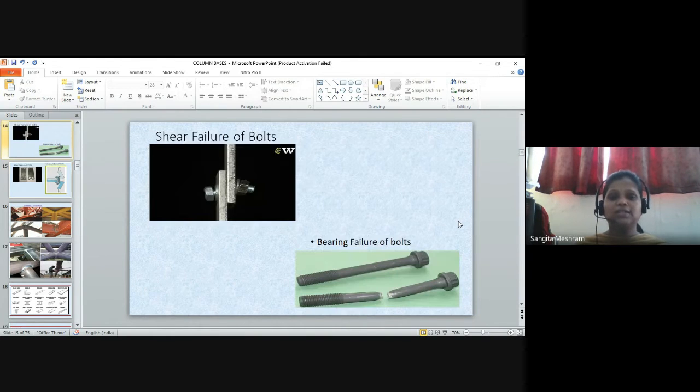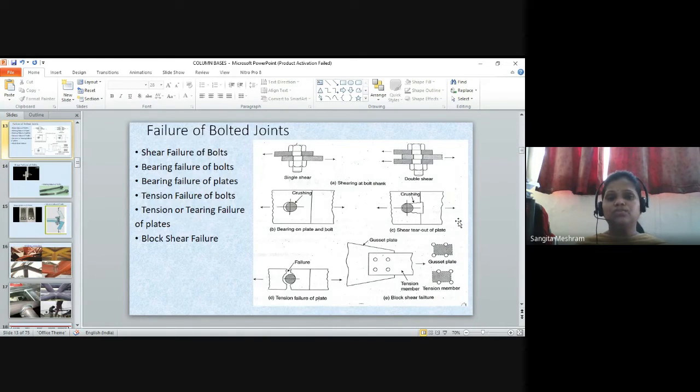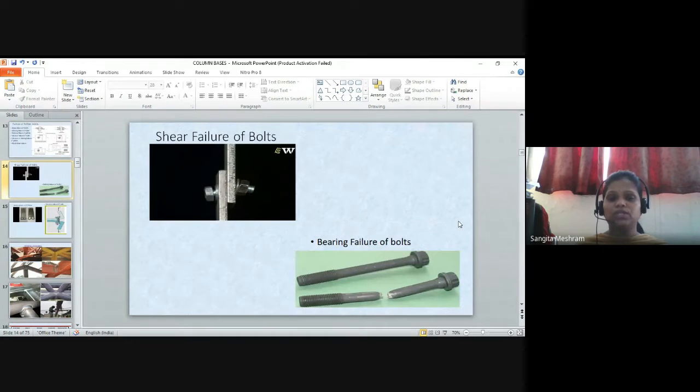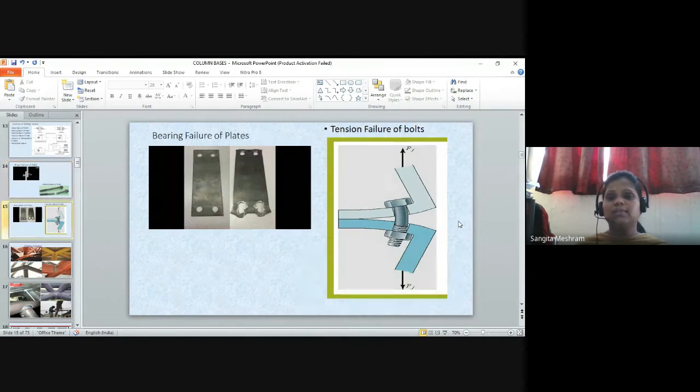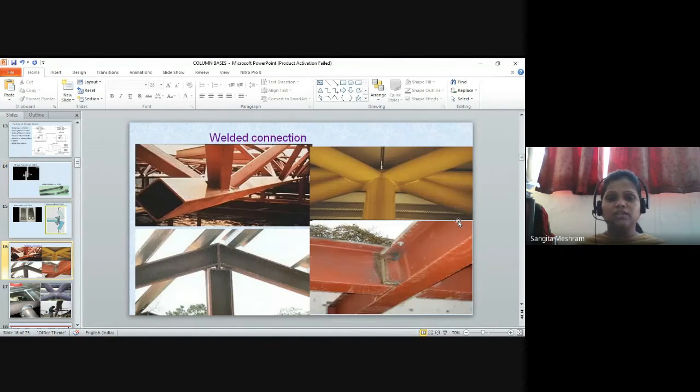So these are the different types of failure which are related to the bolted joints. It may be shear, bearing, tension failure. Then this is related with the welded connections. We know that there are different connections. It may be riveted, bolted and welded. So welded connection is there.